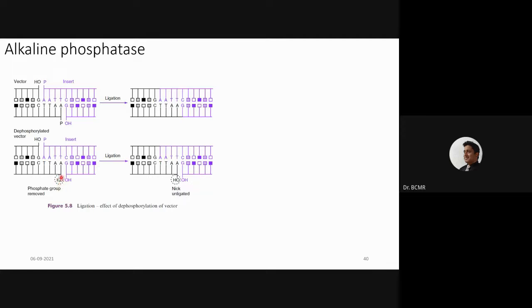You need a phosphate group here for a phosphodiester bond to form. So while on the upper strand you may have the ligation, as shown here, if there is no phosphate group, ligation will not occur. We'll discuss more about this in the next class with the pen and all, so it'll be better that way. Right now, just try to remember the mechanism of what alkaline phosphatase does.